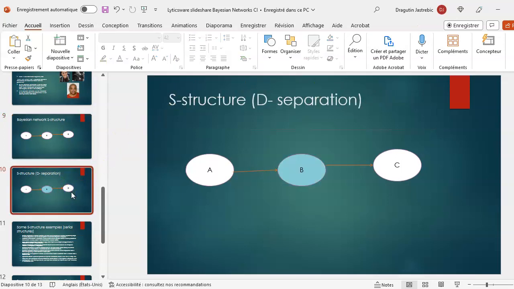You remember that we have talked about the D-separation concept. In the case of D-separation, node B is just enough to completely explain the behavior of node C. So we don't need to involve node A in any way in order to fully explain node C.